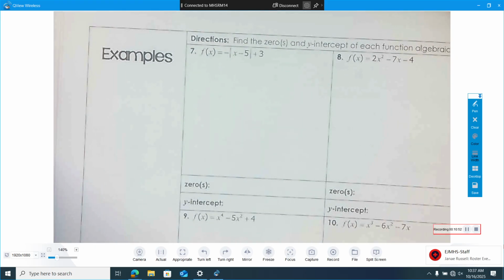All right. So finding x and y intercepts, very easy graphically. We want to be able to do it algebraically.